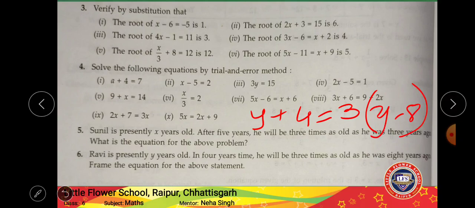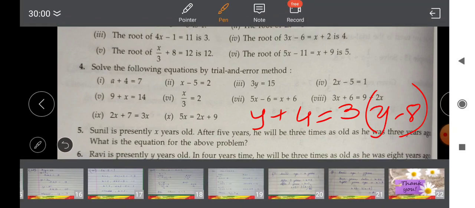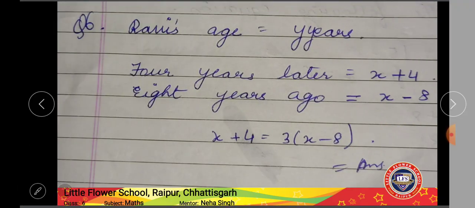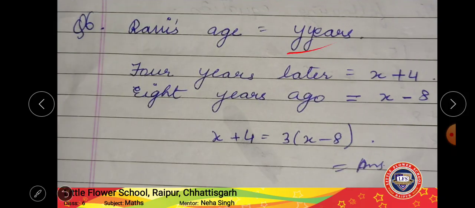Frame the equation from the above statement. Is this the equation? Yes. Ravi's age is y years. 4 years later, y plus 4. 8 years ago means y minus 8. 4 years later his age will be 3 times the age 8 years ago. So can we say this is the equation?